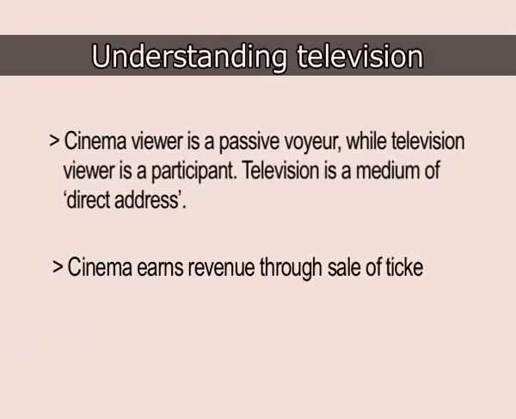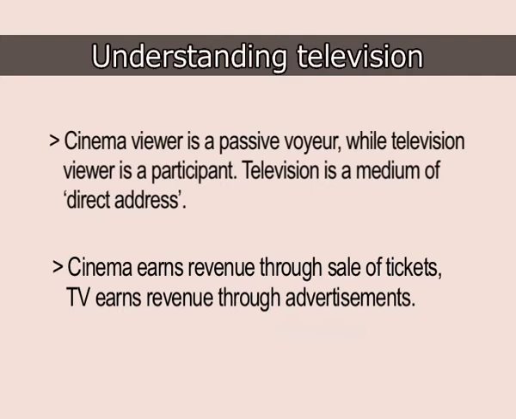Then in terms of how cinema earns its revenue and how television earns its revenue, there is also a big difference. Cinema earns its revenue through sale of tickets, and then, of course, selling satellite rights and music rights, etc. Whereas television channels earn their revenue through advertisement. That means there is an attempt to make the program very popular so that the ratings are high, and the higher the ratings, the more the chances of getting advertisements, and the more the advertisement rates are raised. If the ratings go higher, the advertisement rates are also raised, and that's how the television channels make money.